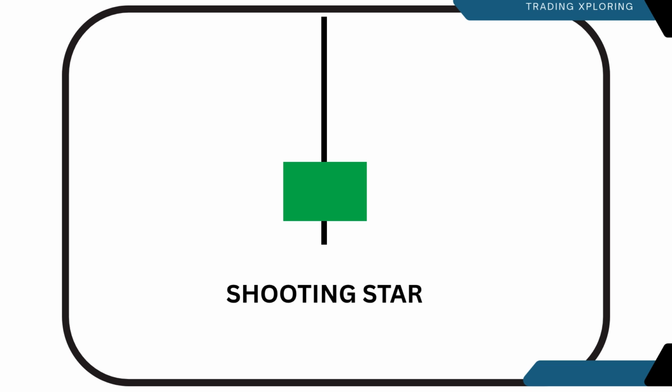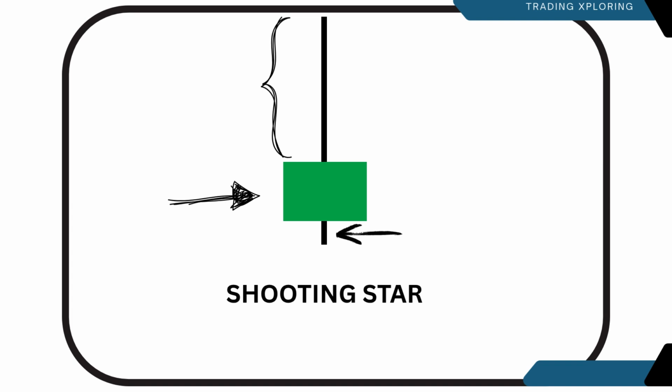Shooting star candlestick. The shooting star is a bearish reversal candlestick pattern that usually appears at the top of an uptrend. It signals that buyers are losing control and sellers may be taking over. How it looks: small real body at the bottom of the candle, long upper wick at least 2 to 3 times the size of the body, little or no lower wick. It looks like an inverted hammer, but it forms at the top of a trend.